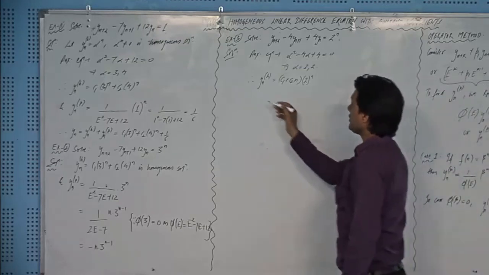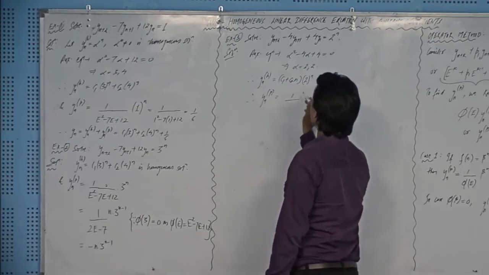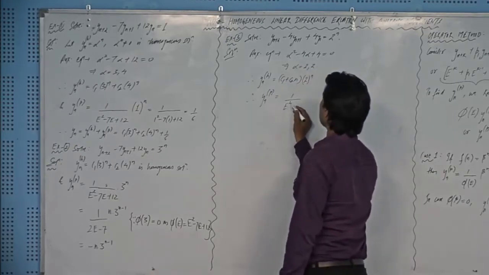And now the particular solution is equal to 1 over this polynomial in terms of E.